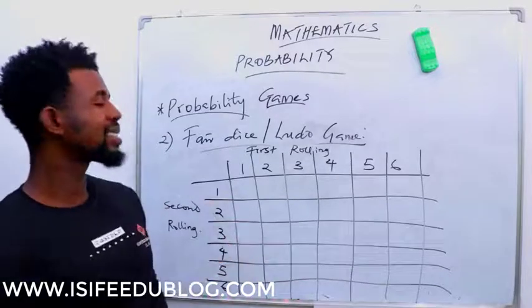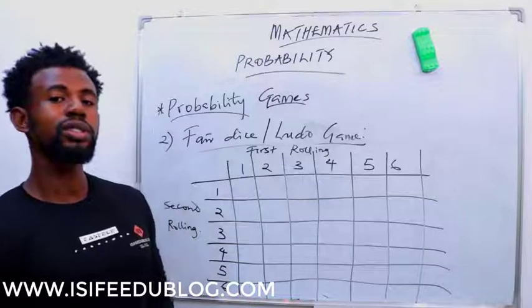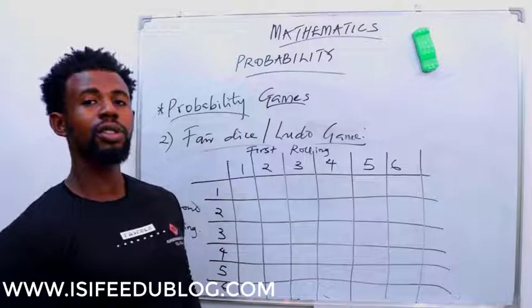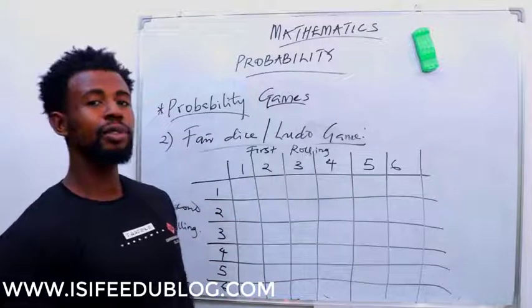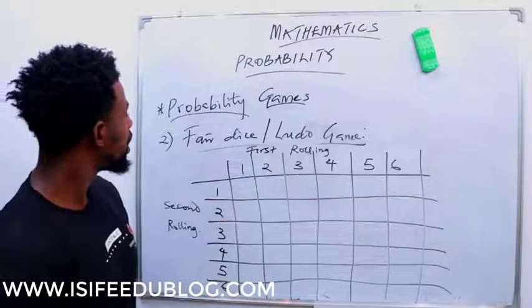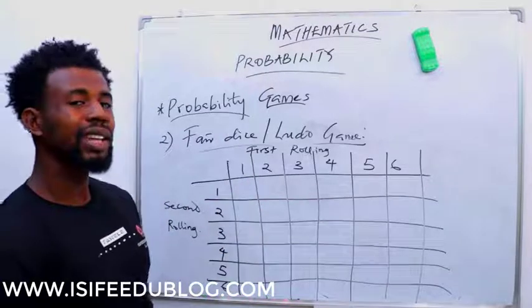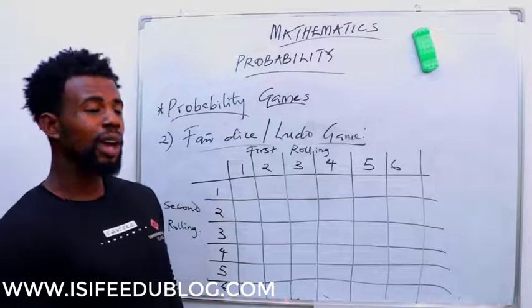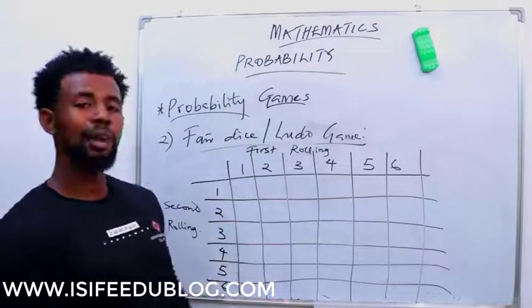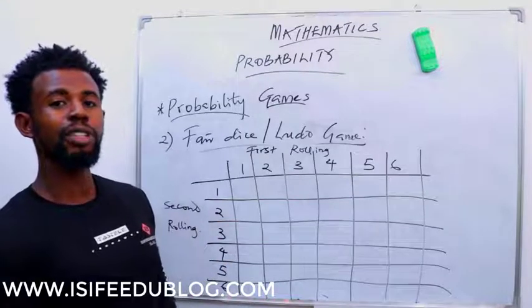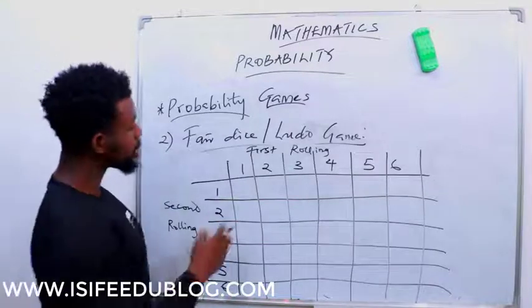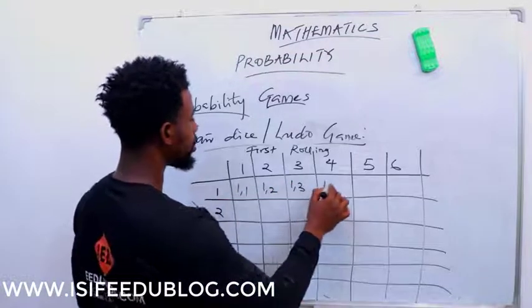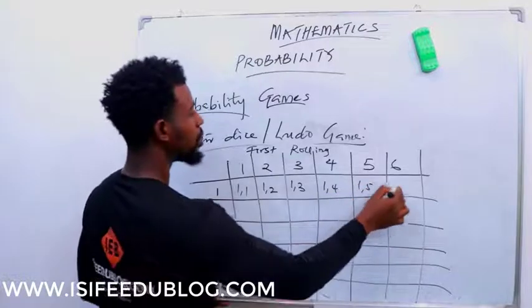Basically this dice table is used in questions that contain just 2 rolls of a fair dice, or where you have 2 fair dice being rolled simultaneously. This dice table contains the possible events when 2 dice are rolled simultaneously, or whenever you have a fair dice being rolled 2 times. So here we have 1, 1. Here we have 1, 2, 1, 3, 1, 4, 1, 5, 1, 6.